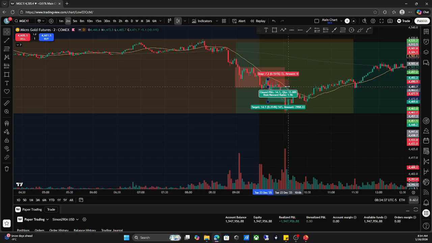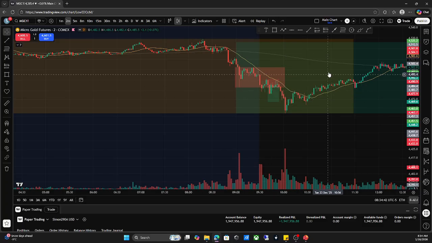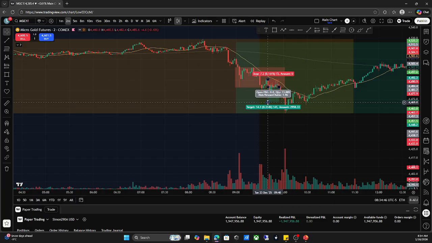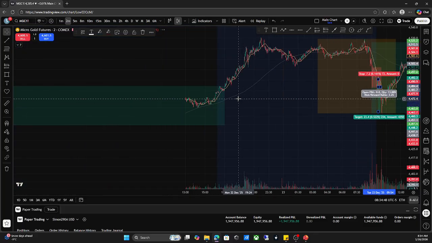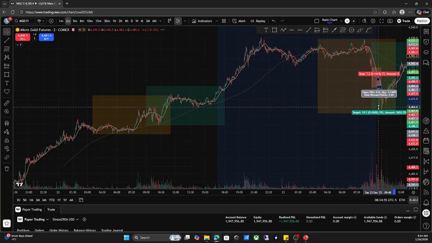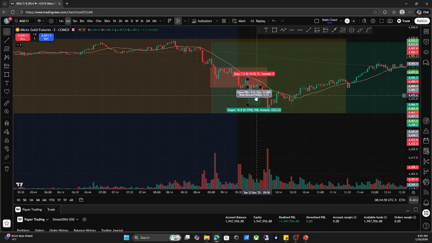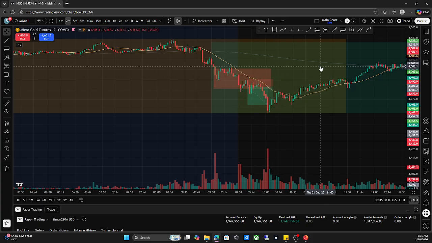1.9 secured, but because of the trend, I would have held it a little longer. Maybe any target here. Yeah, I would have targeted this place. That's the first one. Yeah. This would have given me what, 2.